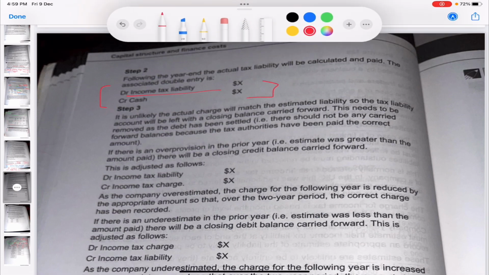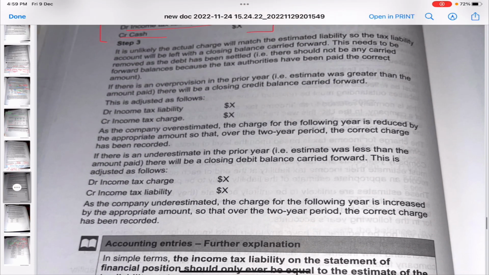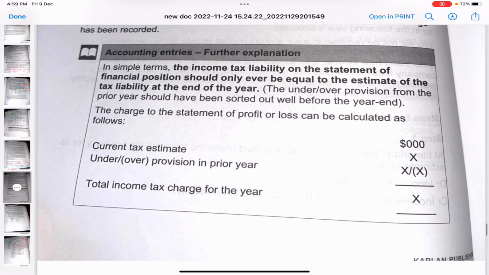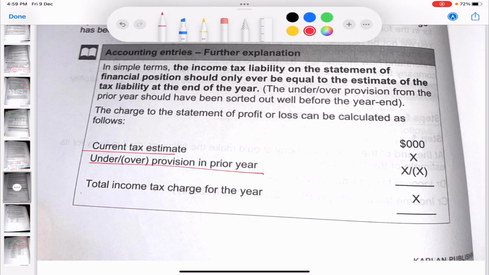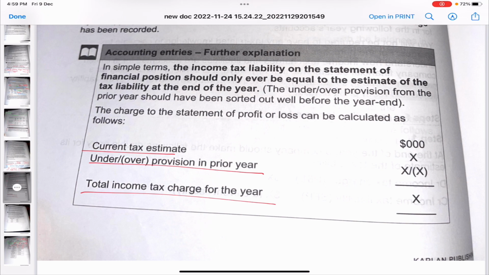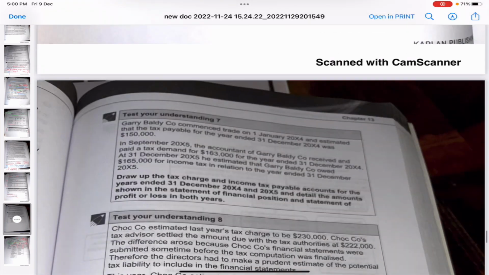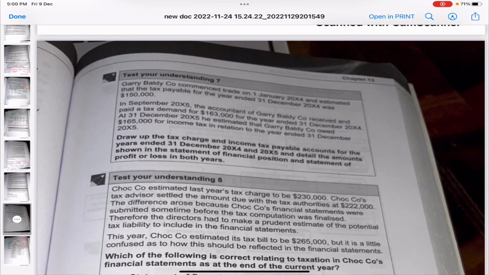Income tax liability to cash, this is when the cash goes out, right? We know this income tax liability. So we know what to do when there is an excess, and we know what to do when there is a lesser amount. Current tax, under or over provision, total income charge. This is what we have discussed even in that chapter, so I'm not going into the detail. Okay, we have two questions now. Let's discuss these.